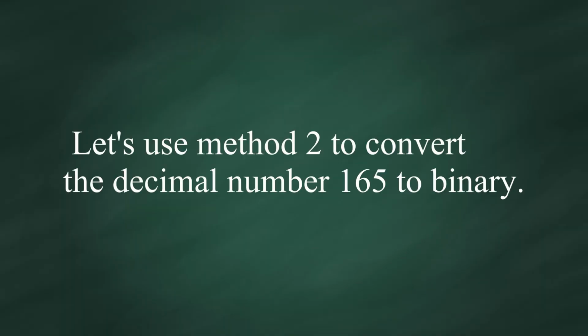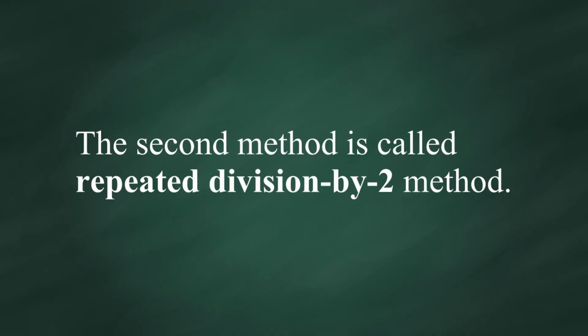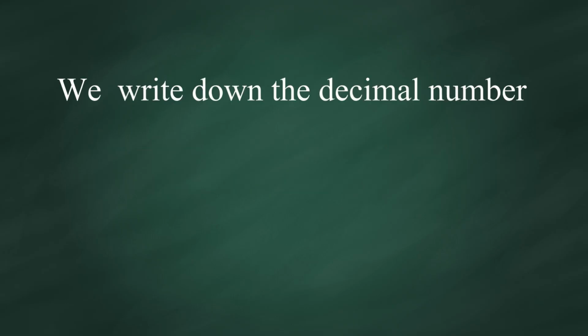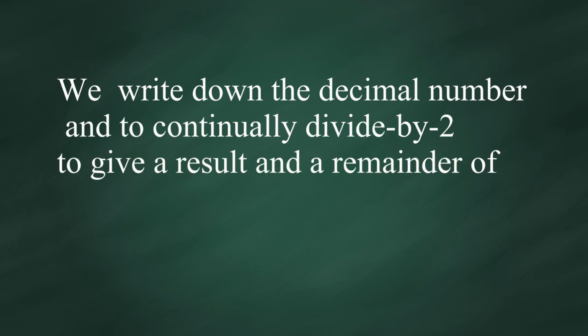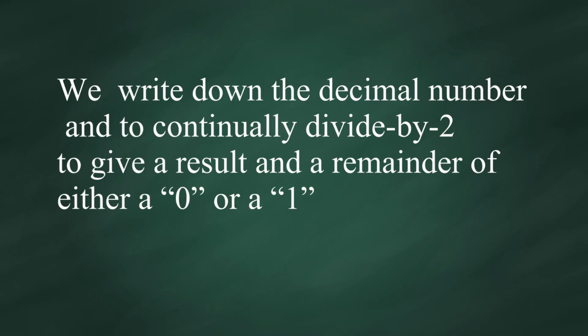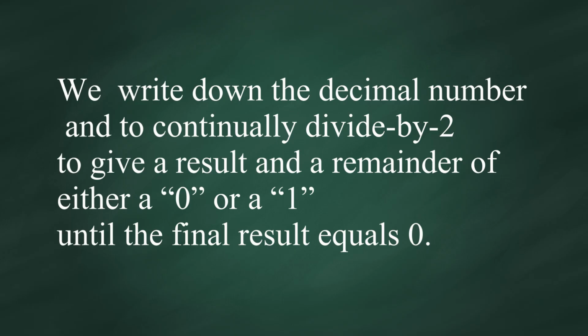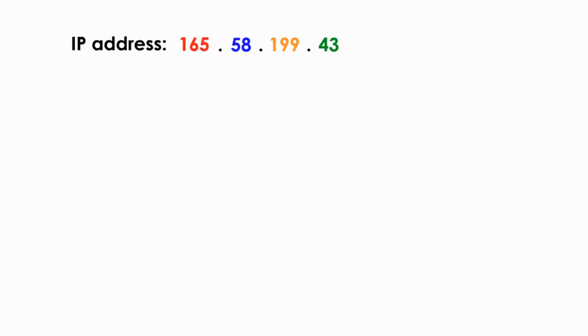Now let's use method 2 to convert the same number 165 to binary. The second method is called the repeated division by 2 method. We write down the decimal number and continually divide by 2 to give a result and a remainder of either 0 or 1, until the final result equals 0. Let's use this method to convert 165.